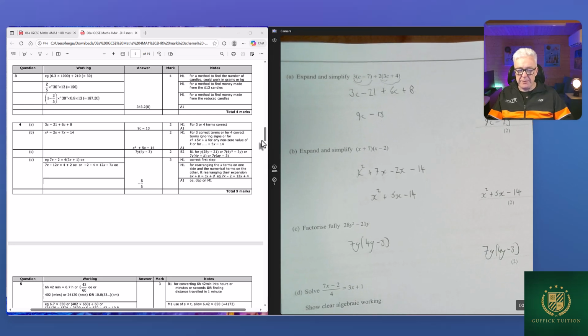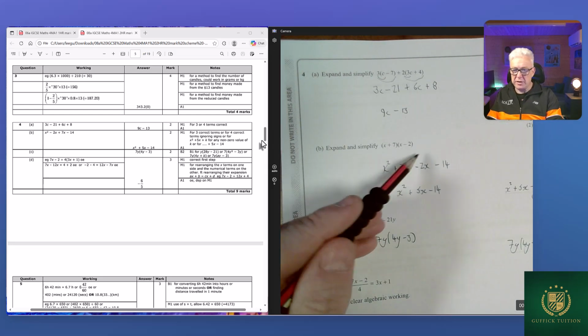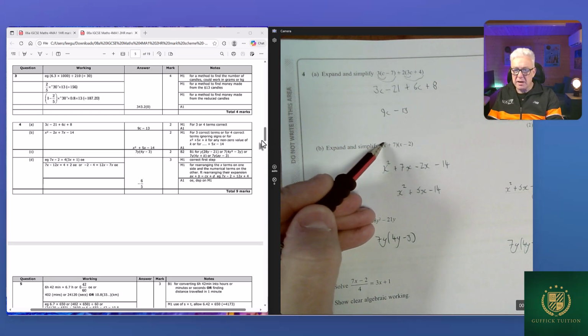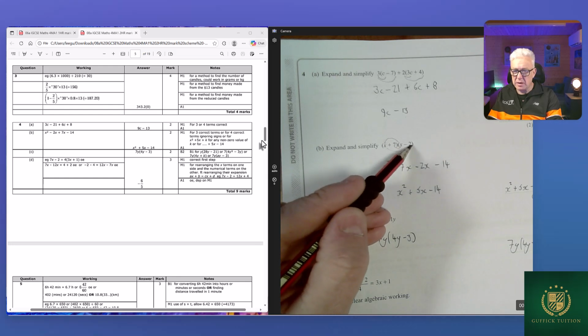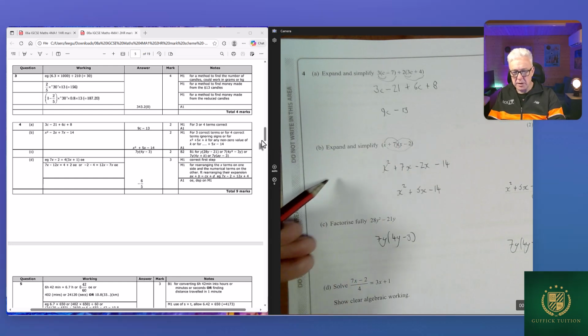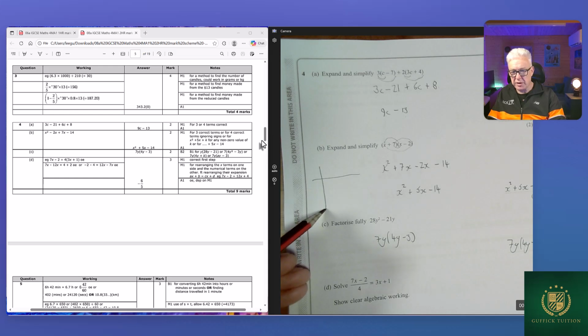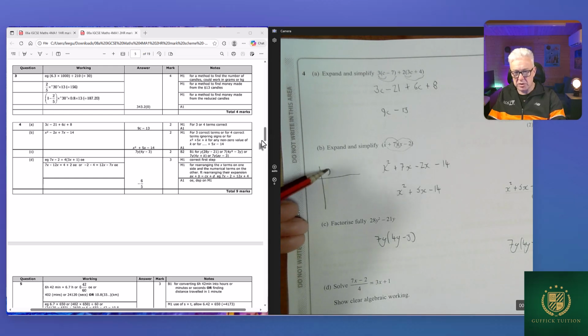Expand this double bracket. I mean, there's lots of ways you can do it. You can either use FOIL. You could say that one times that one, and then that one times that one, and that one times that one, and that one times that one. Or you could use a grid, which is another alternative way to do it. I quite like the grid, actually.